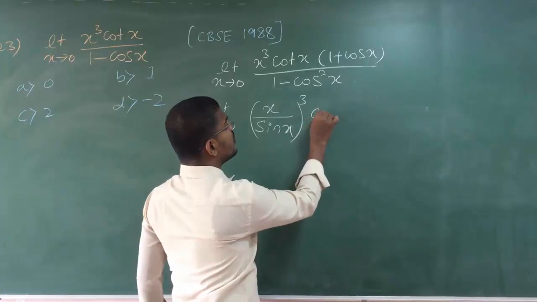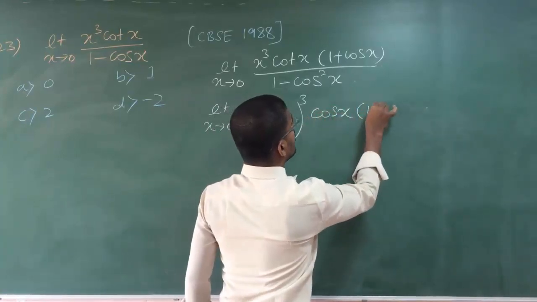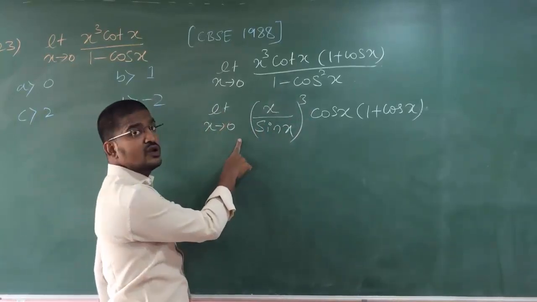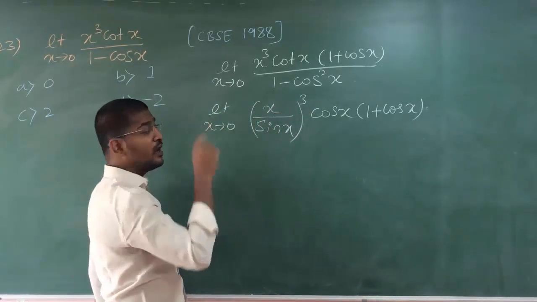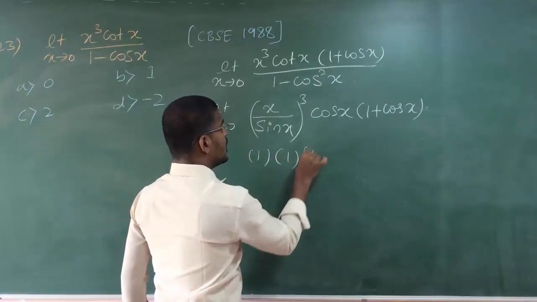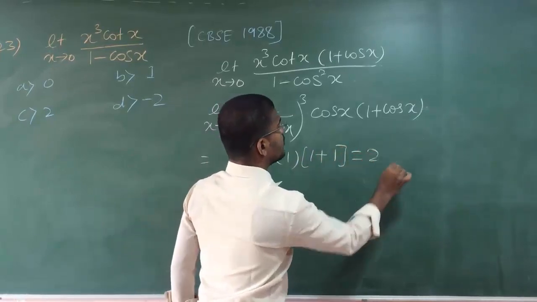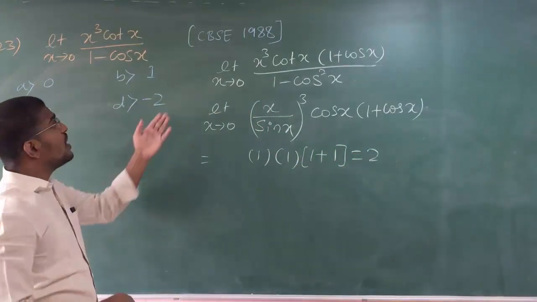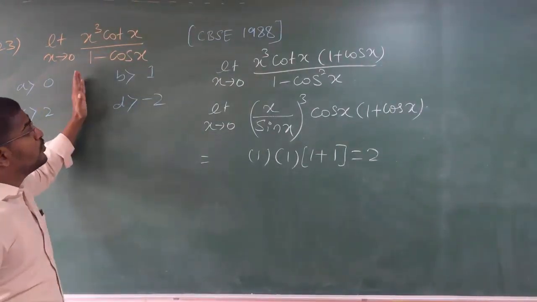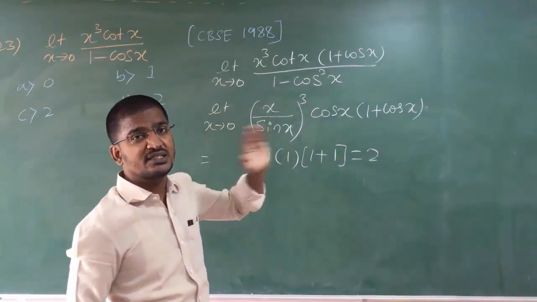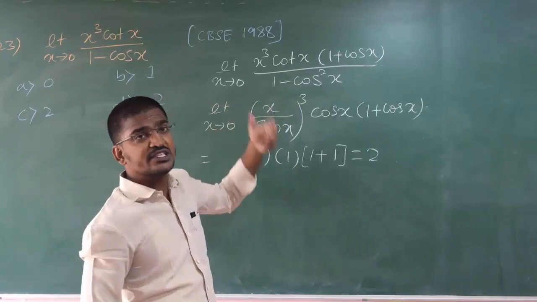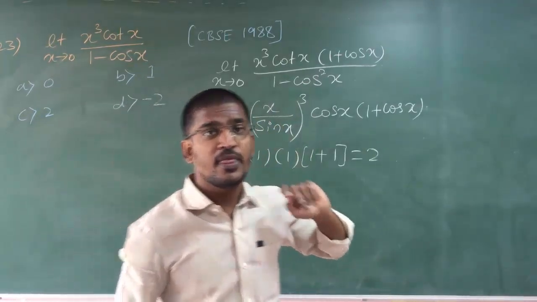Now the remaining term is what? Cos x, 1 plus cos x. As you all know, limit x tending to 0, x by sin x is what? 1. So this will be equal to 1. Cos 0 is 1. Again 1 plus 1. So answer will be equal to 2. So this was asked in 1988 of CBSE exams. So while doing this, please remember rationalization of denominator and don't write each and everything. You just go on skipping the steps. This is not a theory exam.